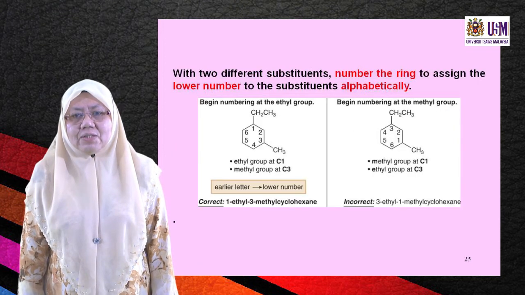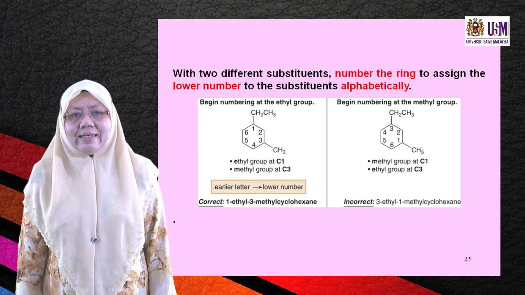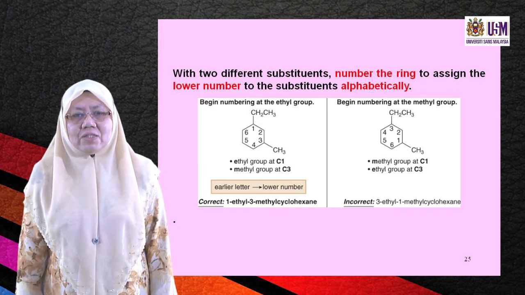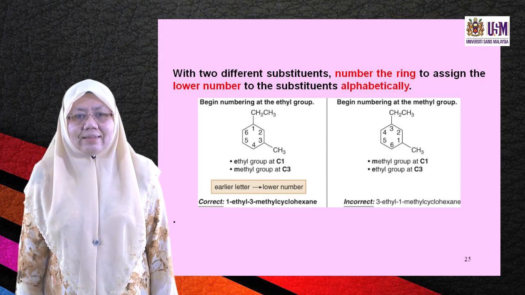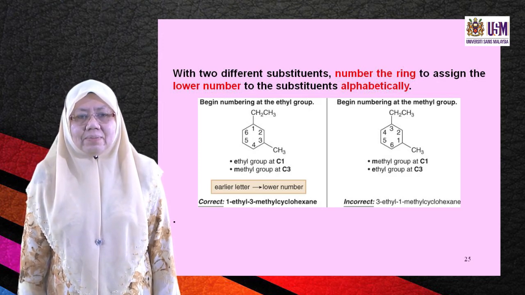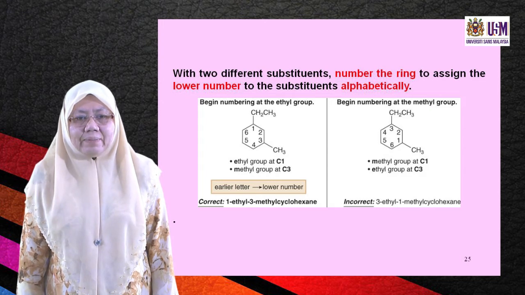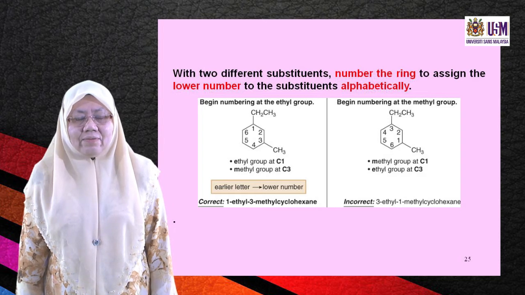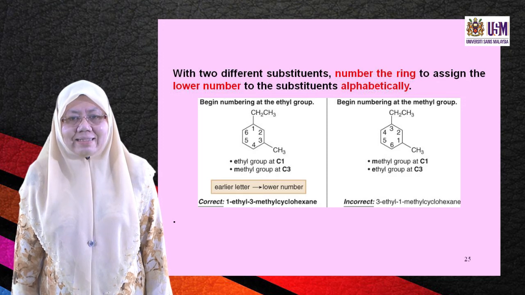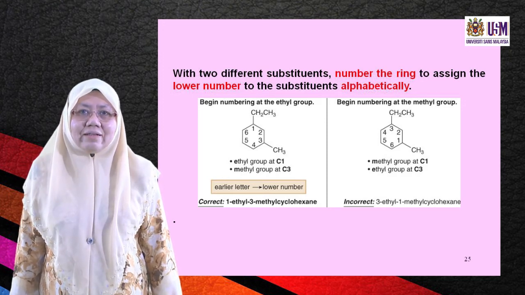With 2 different substituents, we number the ring to assign the lower number to the substituents alphabetically. In the given example, we have substituents ethyl and methyl. Since ethyl is alphabetically earlier than methyl, we will use the number 1 for ethyl and number 3 for methyl. The correct name for this compound is 1-ethyl-3-methylcyclohexane, not as the one on the right.